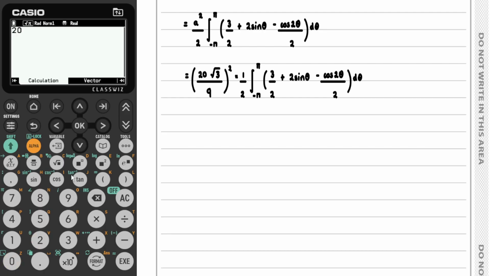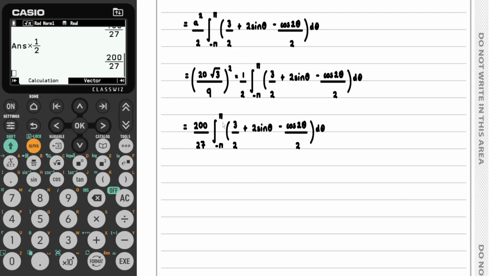We have 20 root 3 divided by 9, squared, times 1 half, which is 200 over 27. So we multiply this by the integral from minus pi to pi of 3 over 2 plus 2 sine theta subtract cos 2 theta over 2 d theta.